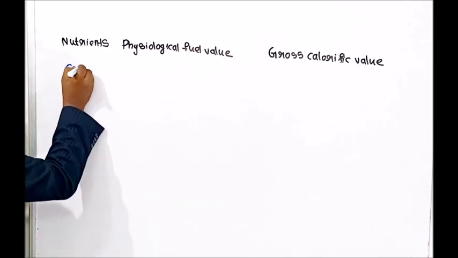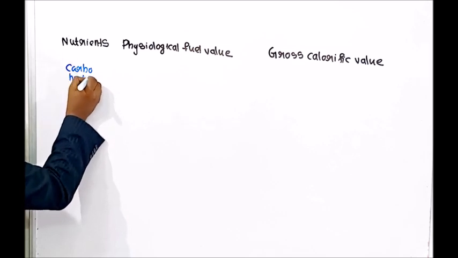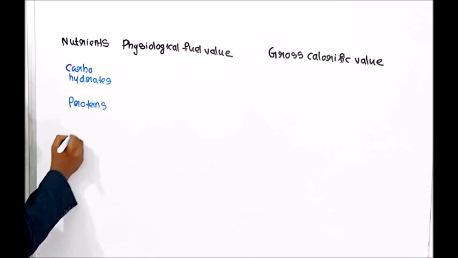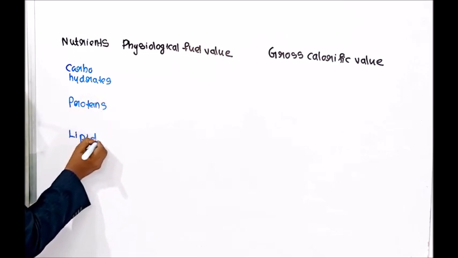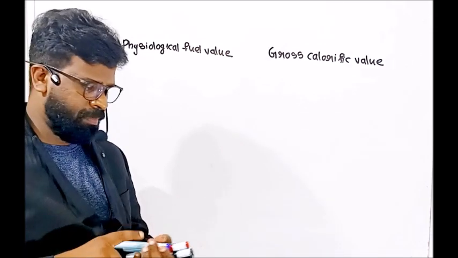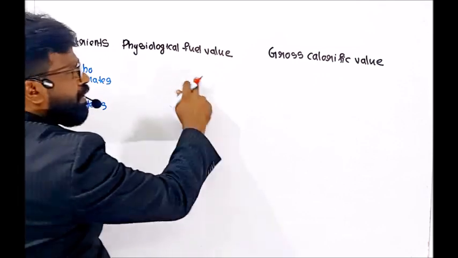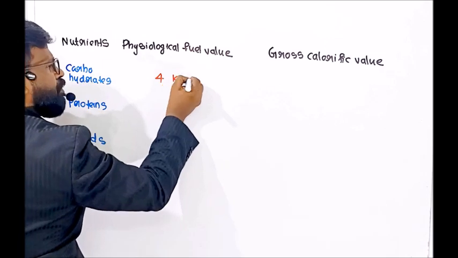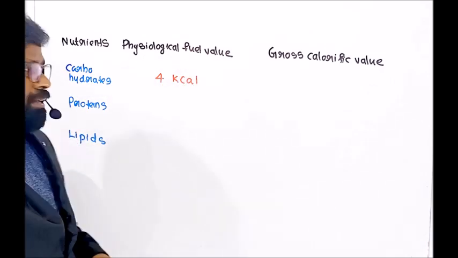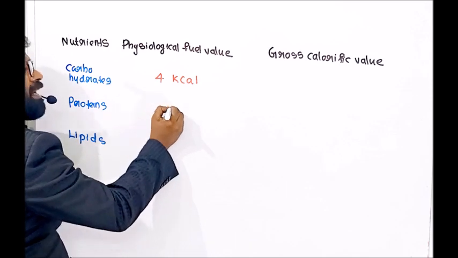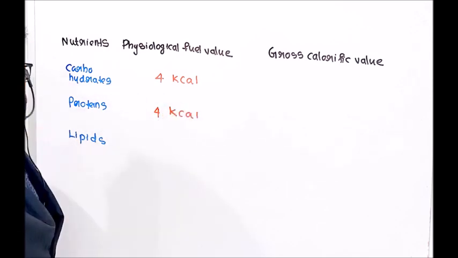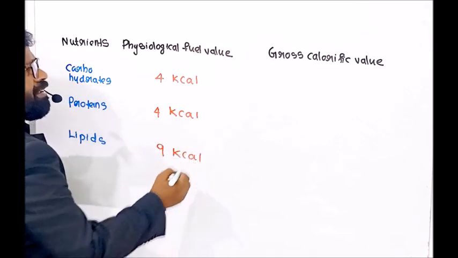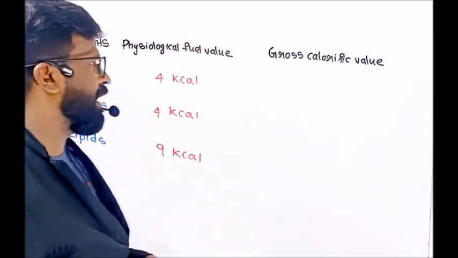The nutrients we studied are carbohydrates, proteins, and lipids. These are the macronutrients. First, the physiological fuel value of these nutrients. The physiological fuel value of carbohydrates is about 4 kilocalorie. Then the physiological fuel value of proteins is also 4 kilocalorie. Then the physiological fuel value of lipids is 9 kilocalorie.